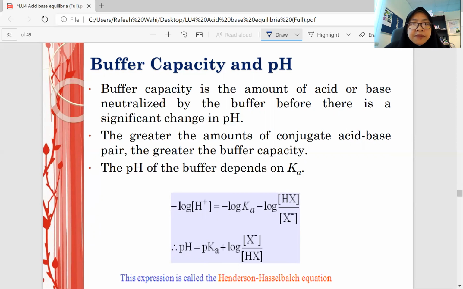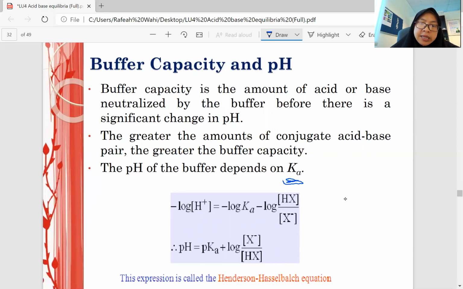So the pH of the buffer depends on Ka. What is Ka again? Ka is the acid constant, and it can be represented by an equation that we call the Henderson-Hasselbalch equation. Whenever you are dealing with analytical chemistry problems regarding the pH of a buffer solution, buffer capacity, or finding the concentration of a buffer, you should use the Henderson-Hasselbalch equation.